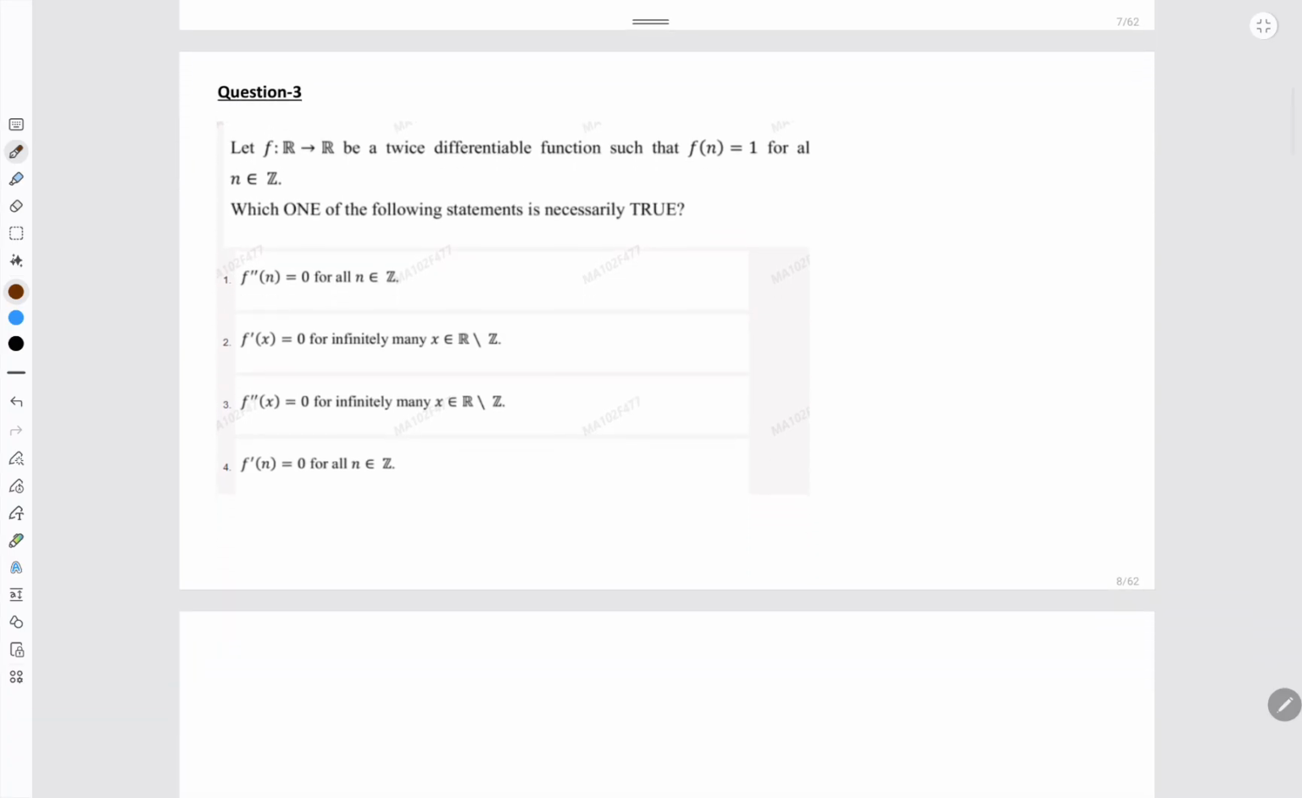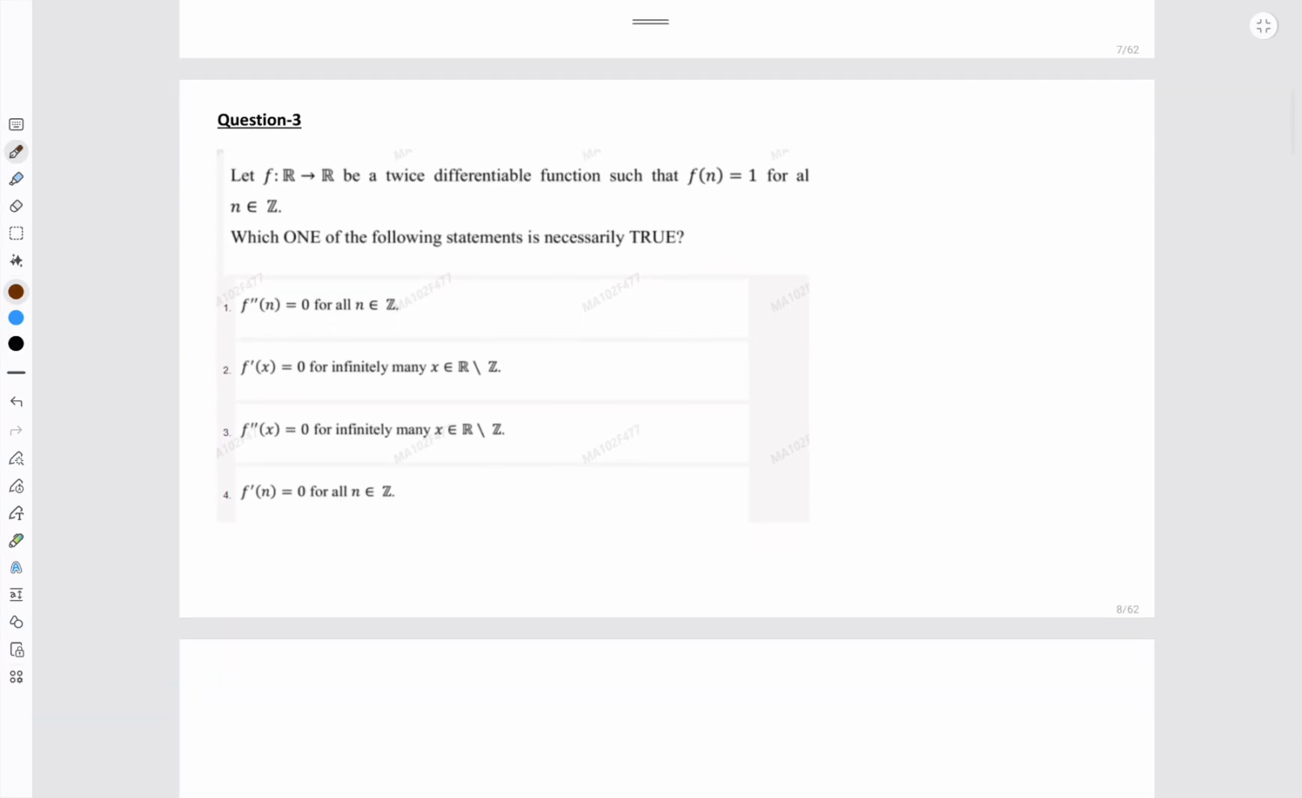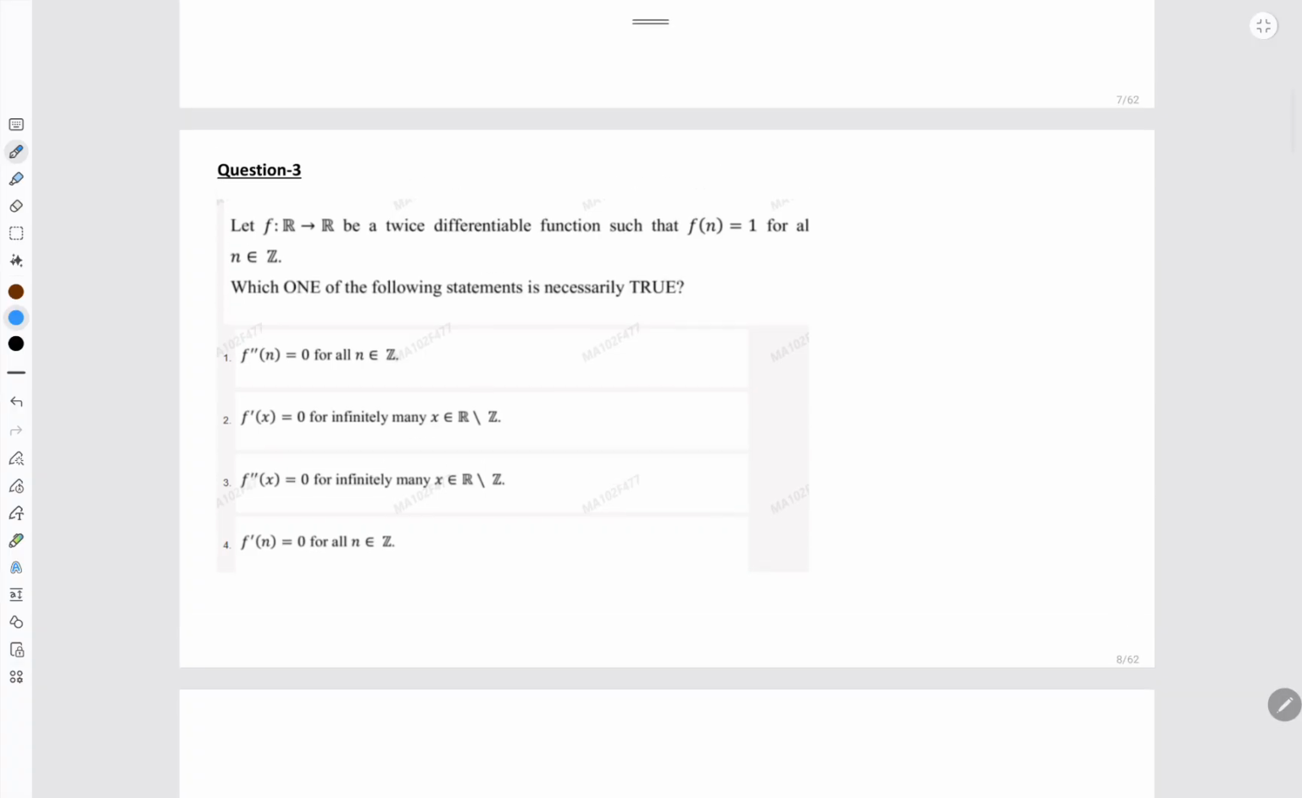Next question is question number 3. Question number 3 is a very good question. Will not be solving it again through the bookish methods. We'll have a feel of it, right?